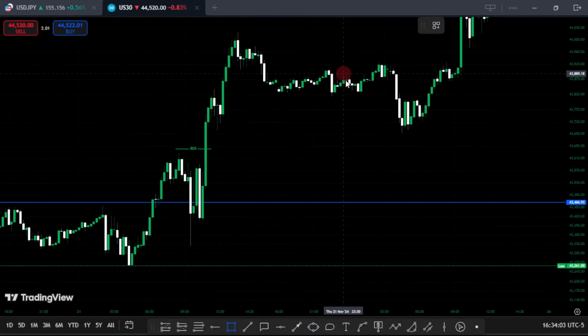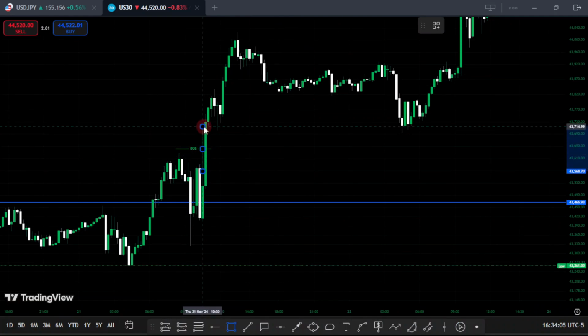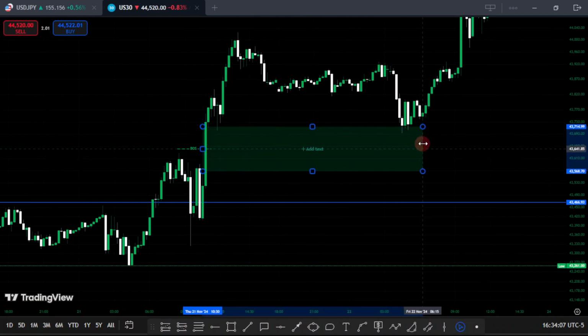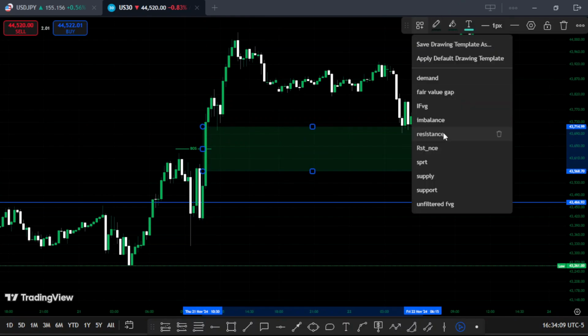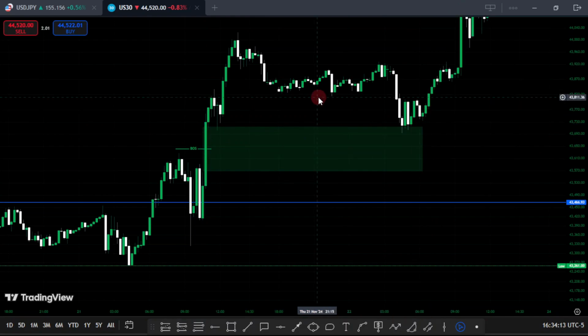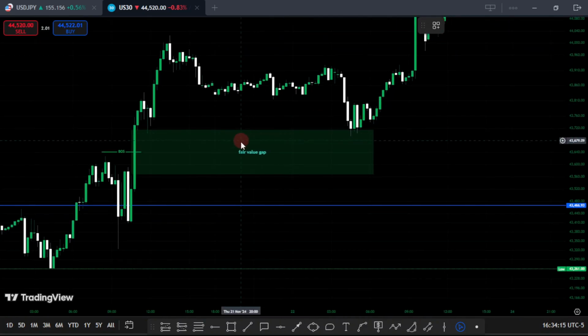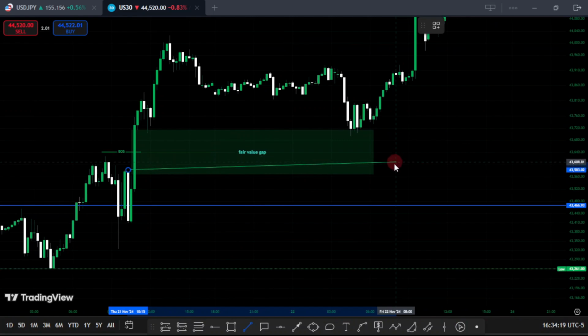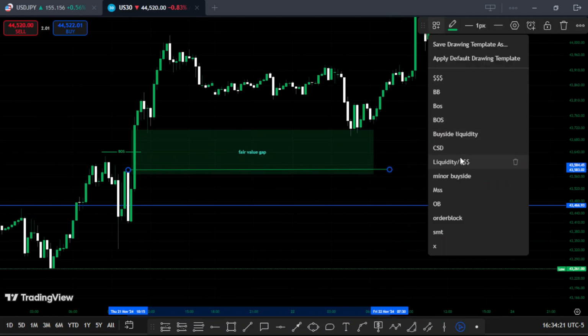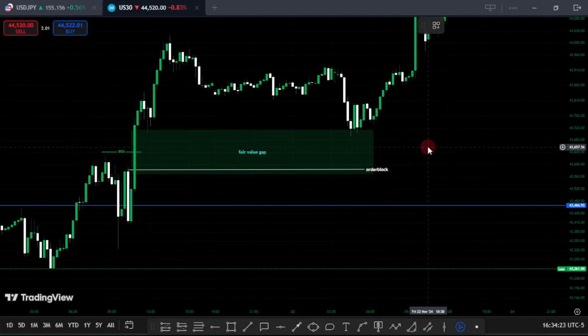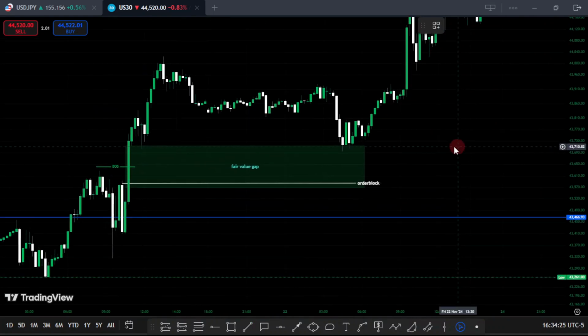And then when price drops down, price comes back towards what? If you remember, this was a fair value gap. So price comes back to fill the fair value gap. And if you see over here, you can tell that we had an order block. Let me mark this order block.